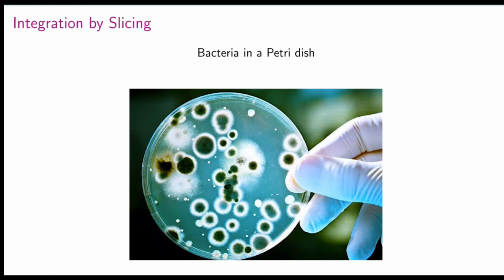Here is a very cool example of the slicing method. So you see a petri dish with lots of bacteria colonies, and it's a very natural question to ask how many bacteria are in these colonies. And we can use the slicing method to compute this. So let's, for example, use this beautiful round colony sitting right here and try to find out with a little bit of measurements how much bacteria are sitting in there.